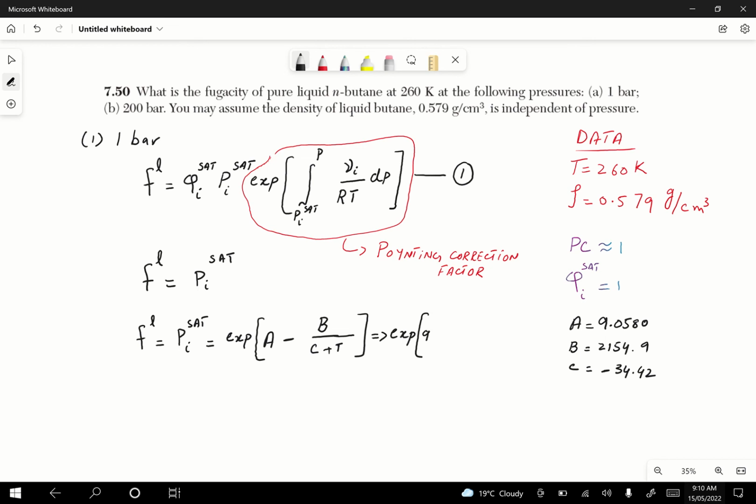A is 9.0580 minus B is 2154.9 over minus C is minus 34.42 plus temperature, which is in Kelvin, 260, which is correct. So we can put these values here. Now we can solve this. Use your calculator.